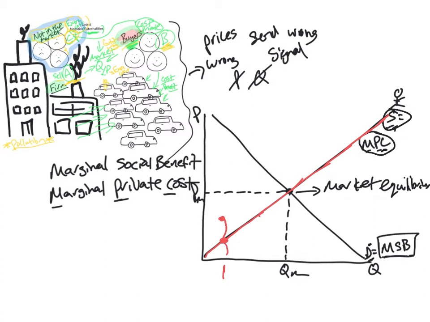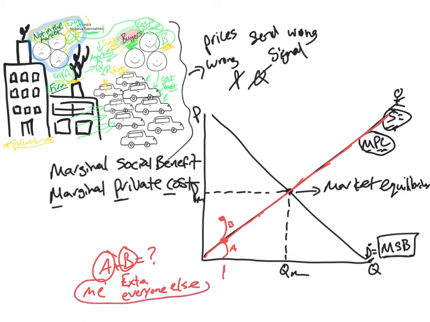So if this is A and this is B, what's A plus B equal? If A is the cost imposed upon me and B is the extra cost imposed upon everybody else, what is me plus everyone? Well, that's going to be society. Or A plus B is going to be the social cost. Okay, so this is going to be the social cost, and we can do that up here too.